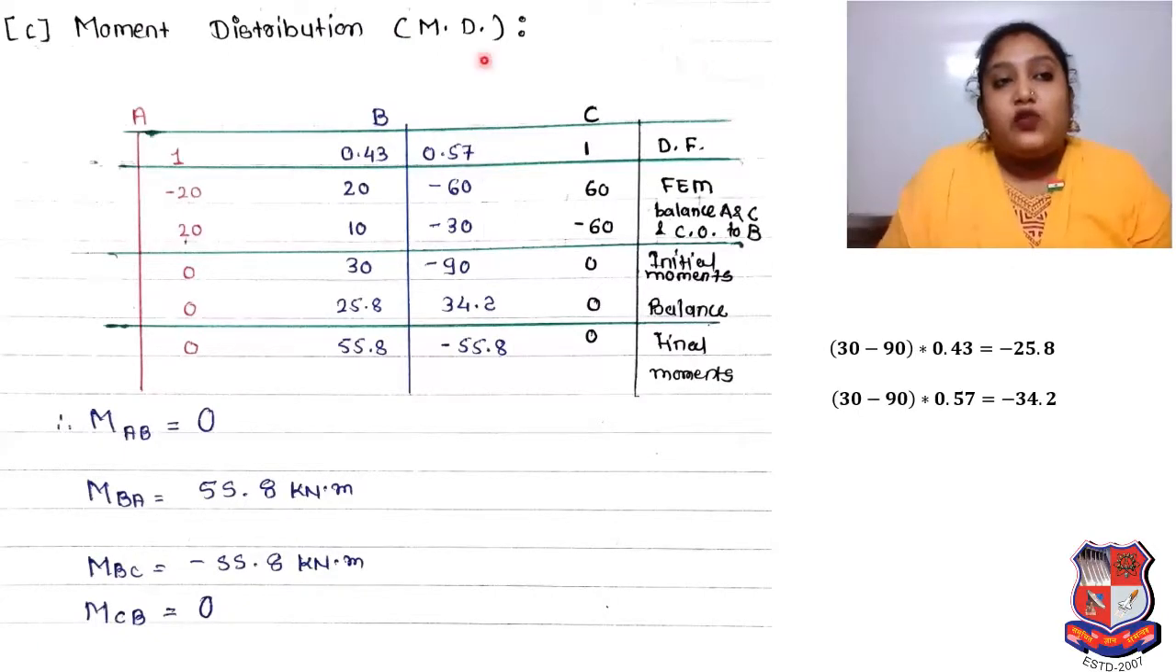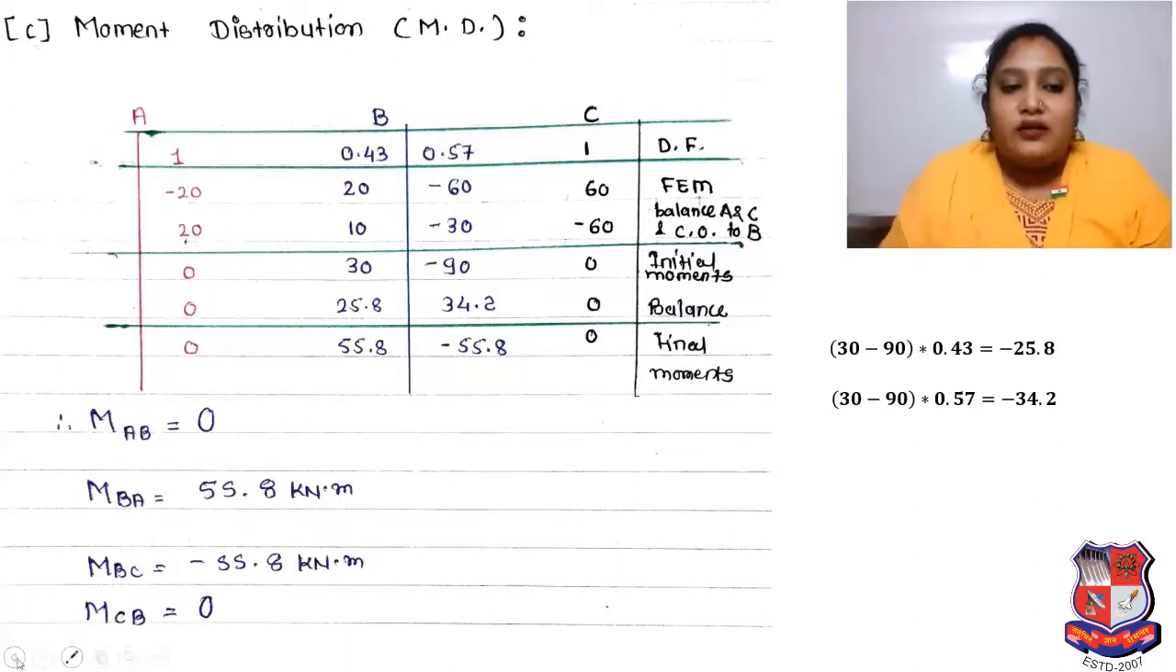Now we have to calculate moment distribution. So as per our steps and whatever data we calculated, as per that we have to draw a table. Here your A joint, B joint, C joint. So whatever distribution factor we have calculated, for A joint it was 1, for C joint it was 1, and at B joint, for BA portion it is 0.43 and for BC portion it is 0.57.